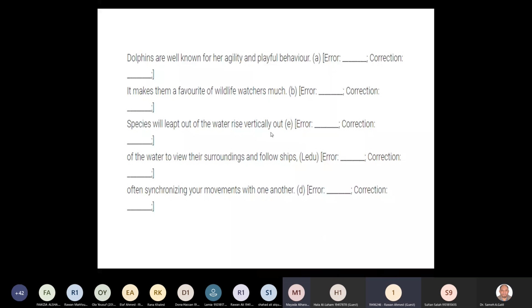Which one? The first one. Okay. Dolphins are well known for their agility, and playful behavior. Okay, thank you so much. There is correct. Perhaps something else is not, but thank you. This is Rawan, right? Yeah. Thank you, Rawan. You're welcome. So we're doing the first one still. Like Rawan said, dolphins are well known for their. Can we have somebody else doing the same sentence? We still have one more error.